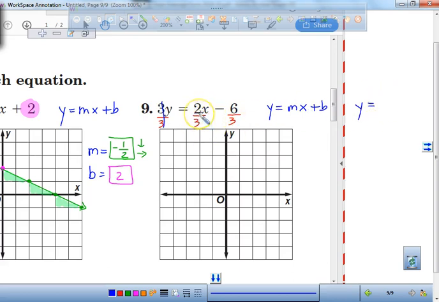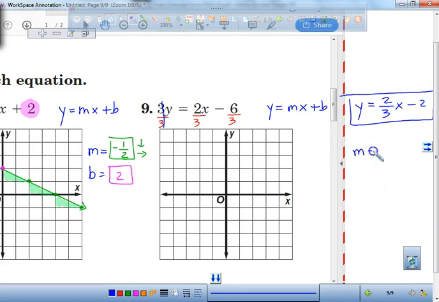Does 3 go into 2? No, so you just leave it at what? 2/3 times x. Can you divide 6 by 3? How many times? 2 times, so that says a negative, so we're going to put a what? All right. Now, is this in slope-intercept form? Very good. Here's what I want you to do.